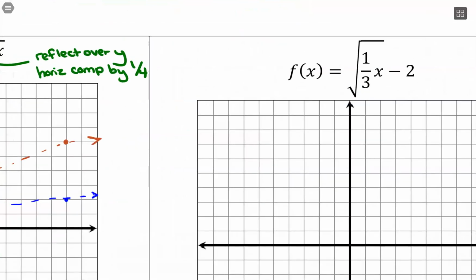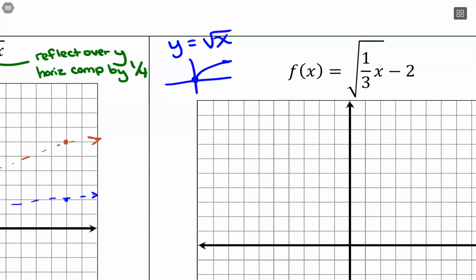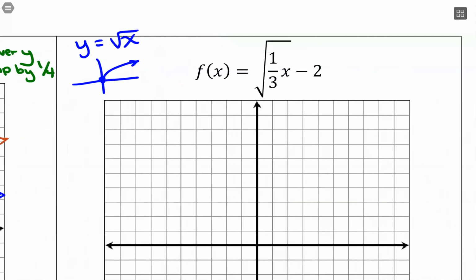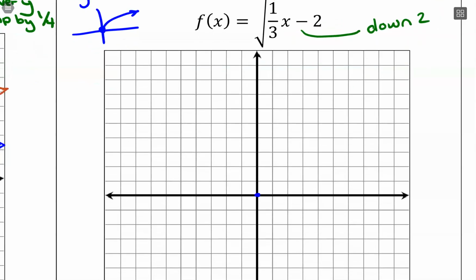Alright, our last one here, the square root. My square root function starts at the origin and goes off only to that first quadrant there. So in here I have a horizontal stretch by 3. And here, since that's outside of the square root, that's a vertical change, so we're going to be going down 2. Okay, square root function, we'll have 0, 0, 1, 1, 4, 2, 9, 3 to get a sketch going there.